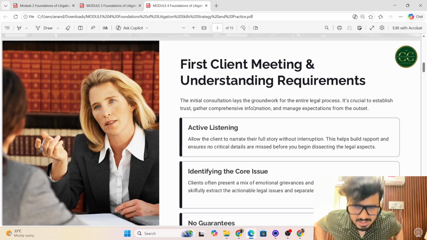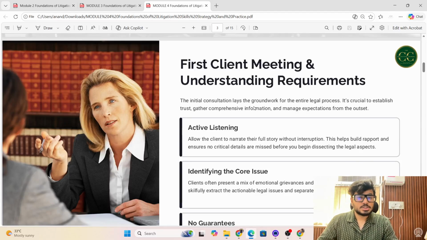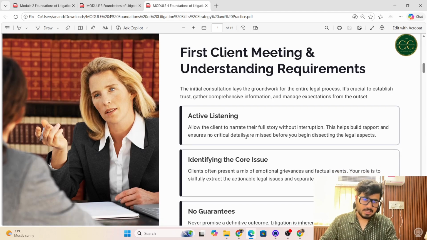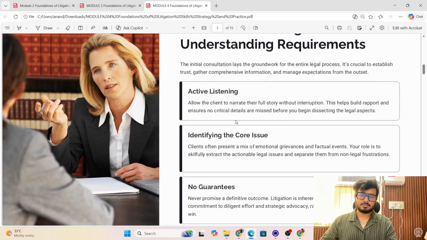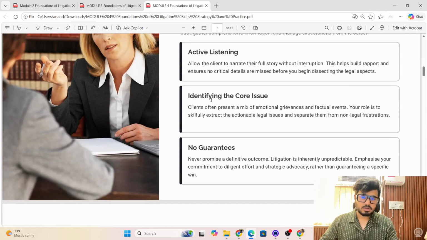See, whenever you meet a client, it is very important that you listen very carefully to what the client wishes to communicate, what his claim is, and what remedies he is going to seek from the court. These aspects are very important because this will eventually make your plaint very effective, and this will help your client to win the case. So active listening is very important.